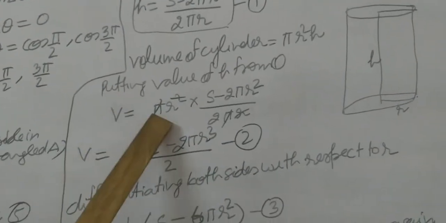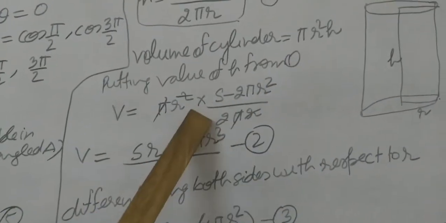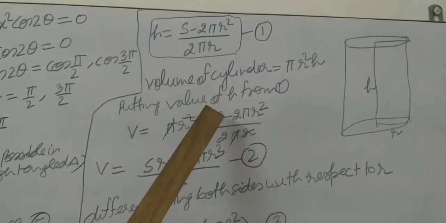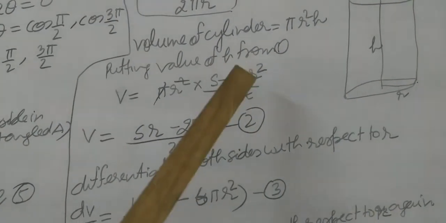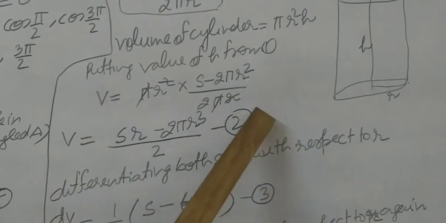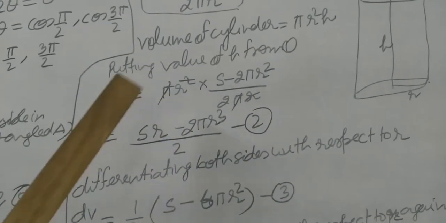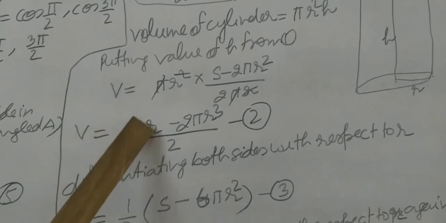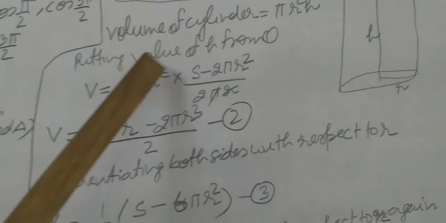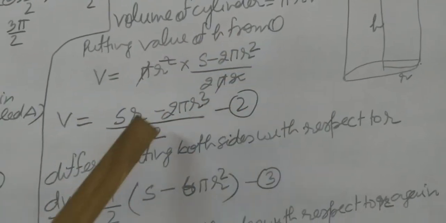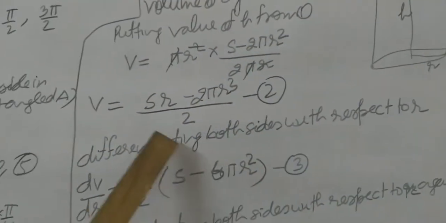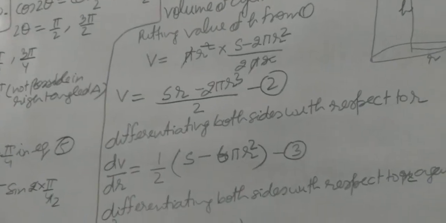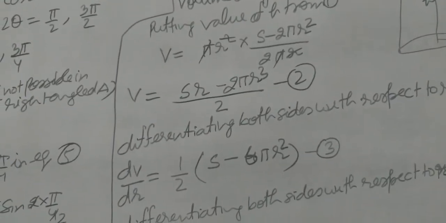So V equals pi r square into h value, (S minus 2 pi r square) upon 2 pi r. So pi cancels, one r cancels. So volume equals (S r minus 2 pi r cube) upon 2. r is multiplied by S and 2 pi r square. This is the volume. This is equation number 2.